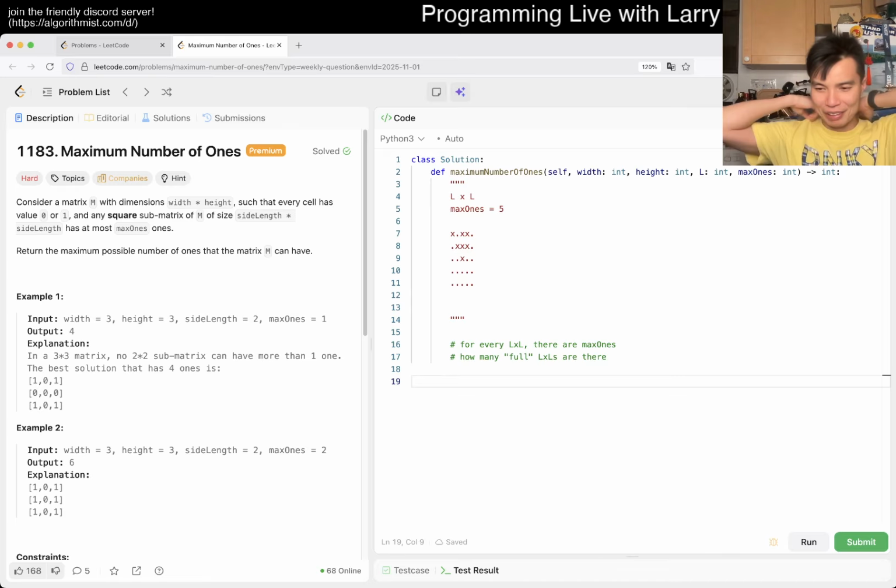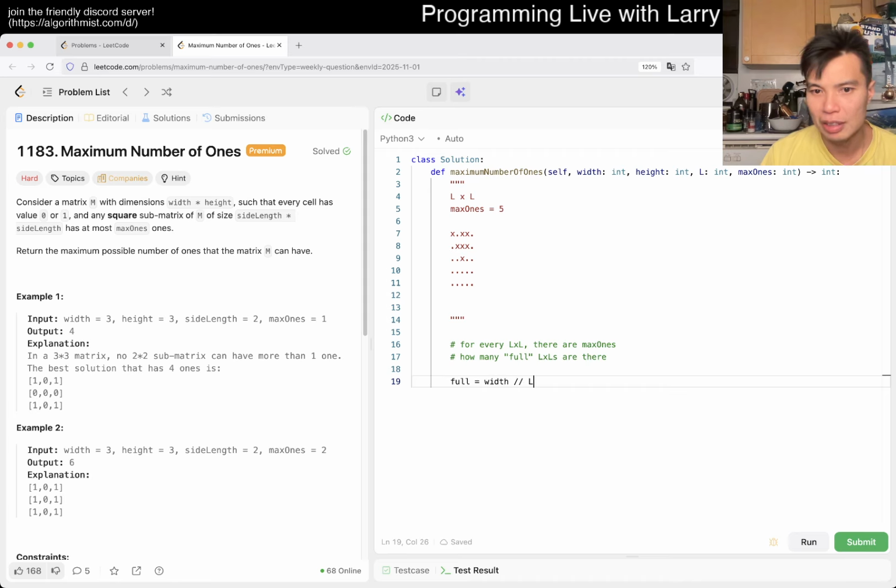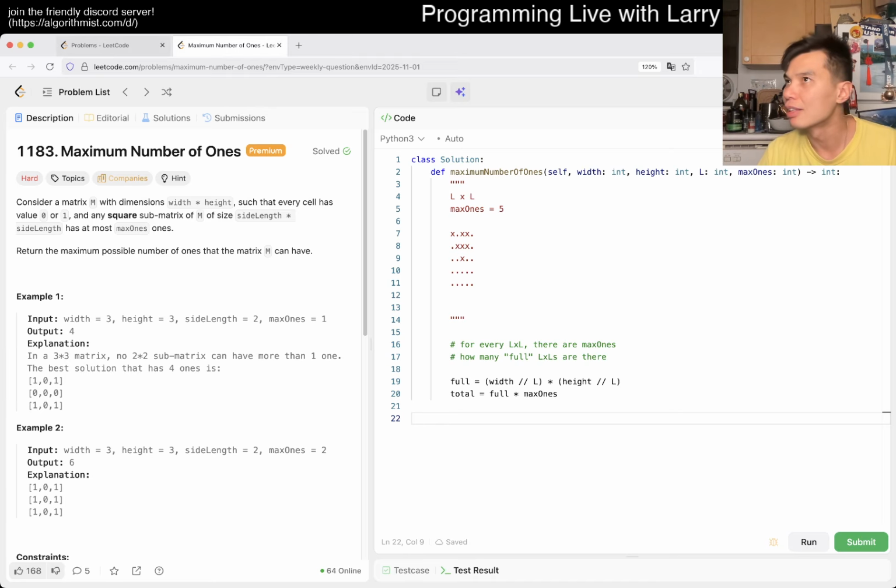Yeah, this is kind of annoying, right? Well, this part is not, but I'm just saying. So full is equal to width times height, right? Okay, so there's this. So yeah, full times max ones is the total, which is equal to this for now, right? So that's the total. So now we have to think about how to handle the leftovers, right? How do I want to think about it?